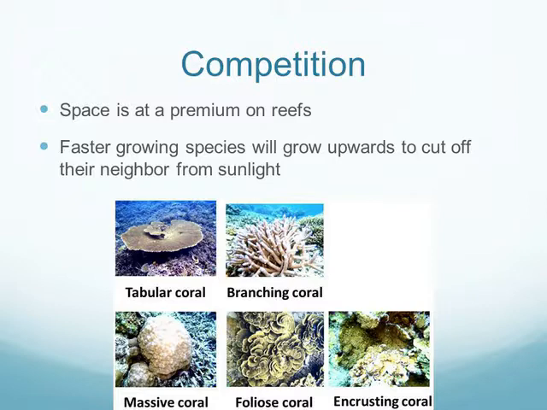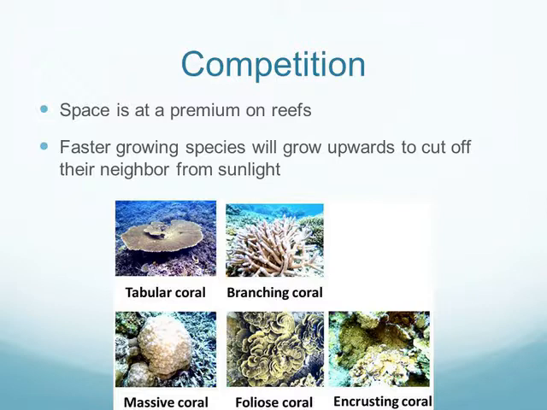And so you'll see some that make tables, so tabular coral. They'll spread out really wide so they can try to capture as much sunlight as possible. And anything that starts to grow under them will eventually die, because they won't be able to get any sunlight. You'll have your branching coral, so they can branch out and try to take up as much space that way. Branching coral tend to be very fast growing as well.